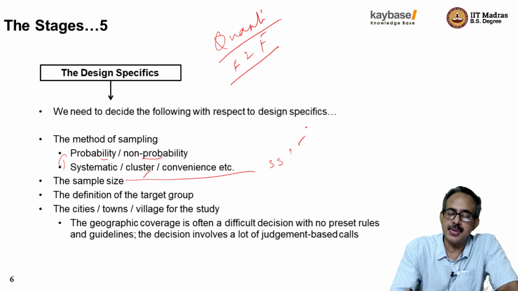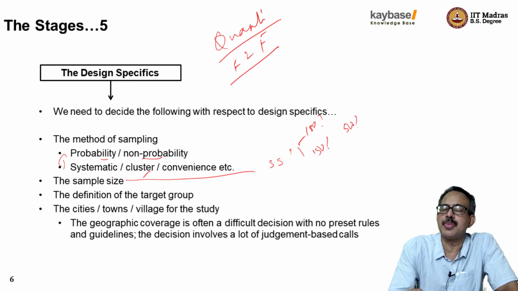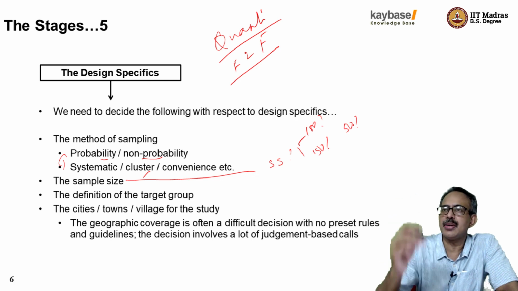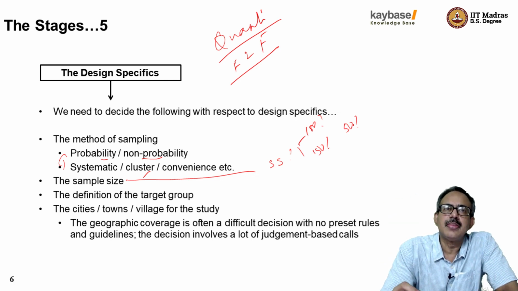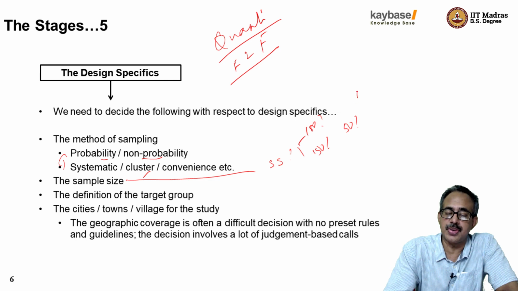Is it going to be 100? Is it going to be 150? Or is it going to be 50? What do you think is an appropriate sample size for the study? Take a guess, take a wild guess. Doesn't have to be right. Just take a wild guess. Is it 50? Is it 150? Is it 100? Is it 2,000? Is 10,000 better than 2,000? Is 2,000 better than 50?